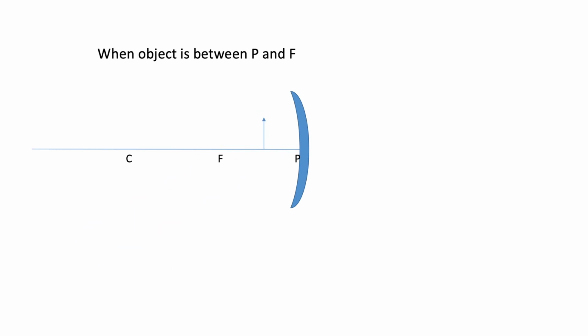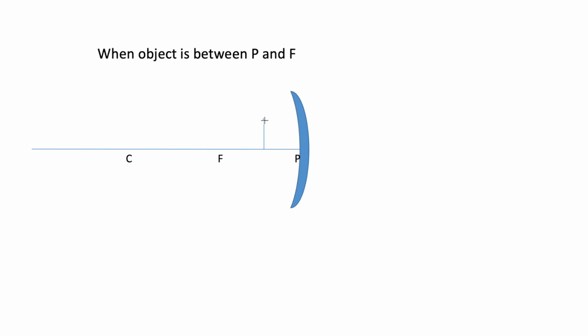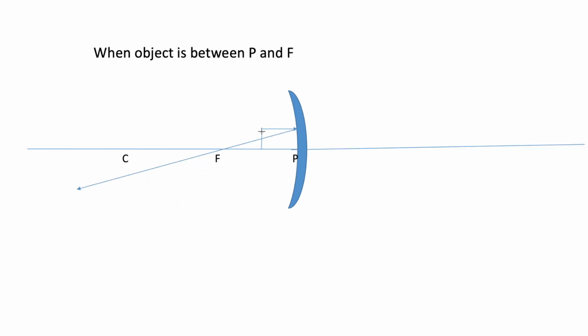Now the final case when the object is between P and F. Now the object we are keeping near the pole. So the first ray we can draw as parallel to the principal axis. So it will go through the focus. Next ray I am drawing as oblique. The reflected ray also will be oblique.